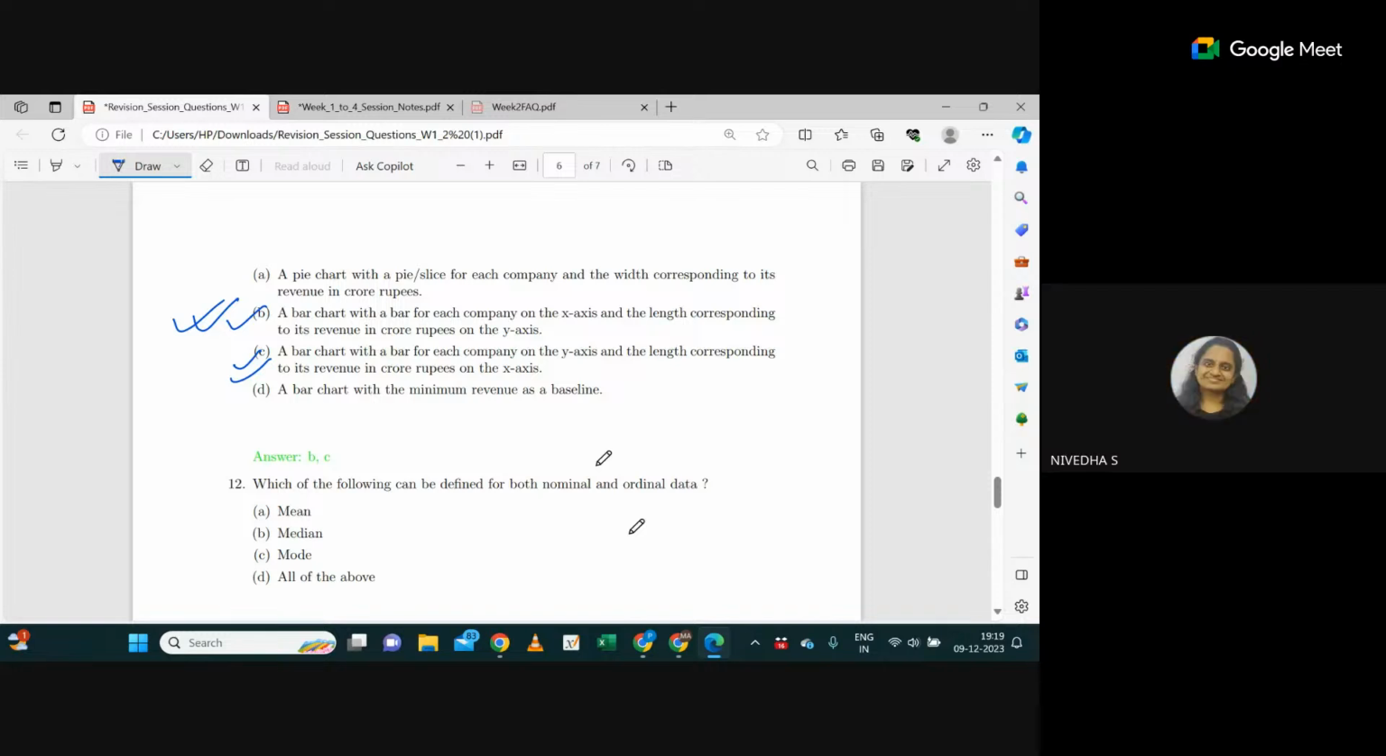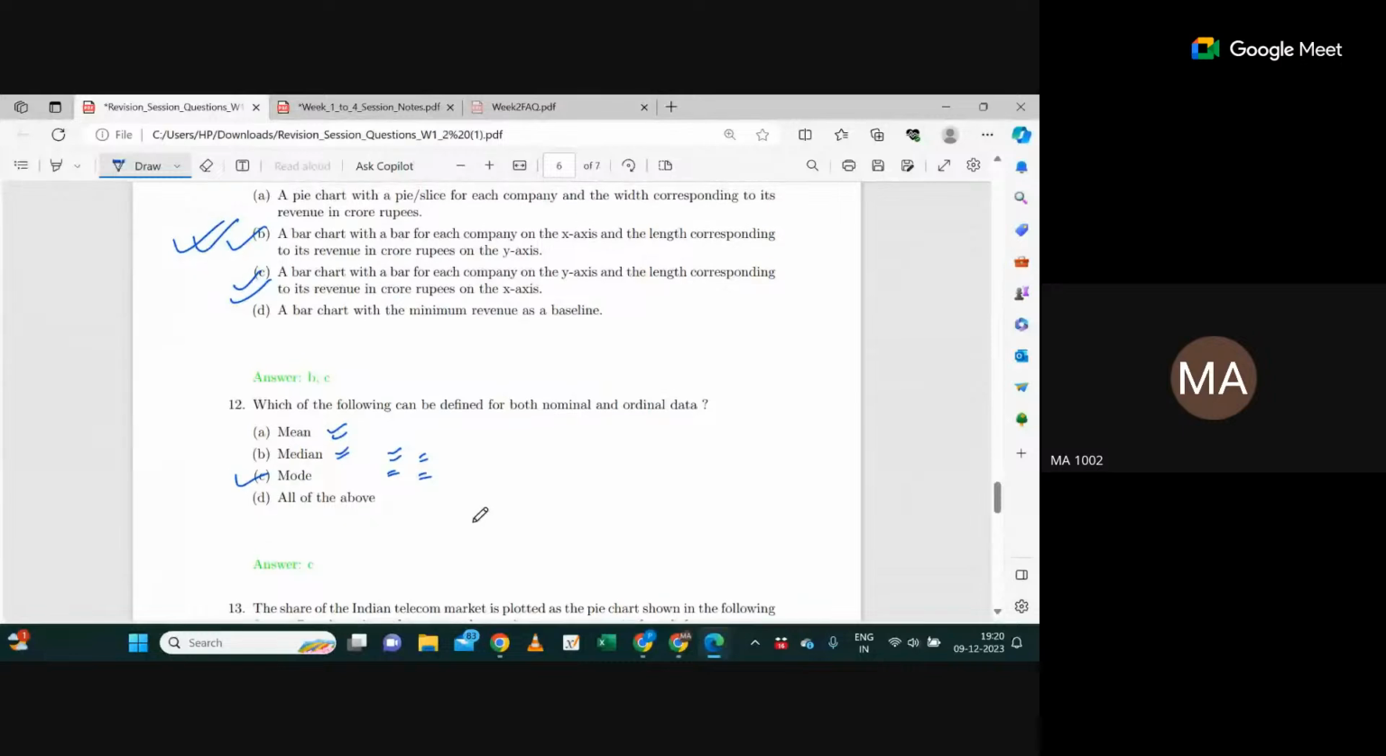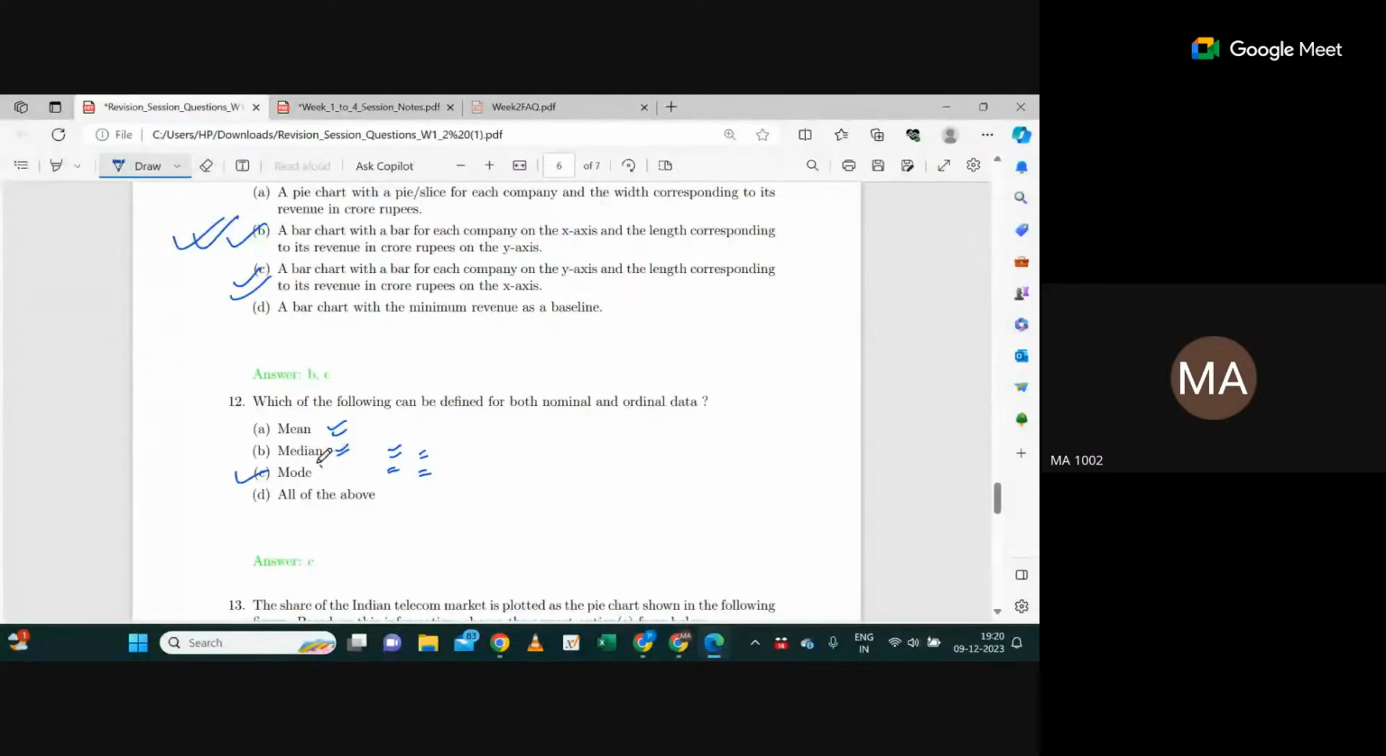Mode. Okay, what about others? Mean and median. Median and mode. Okay. Median and mode. Mode. Okay, so tell me. First of all, only mode is the correct option.